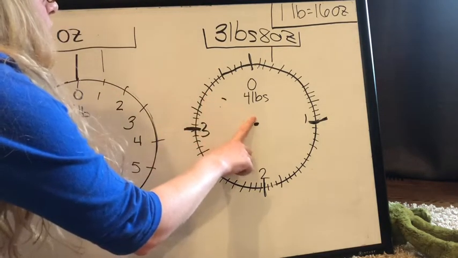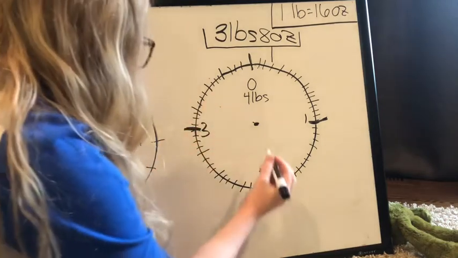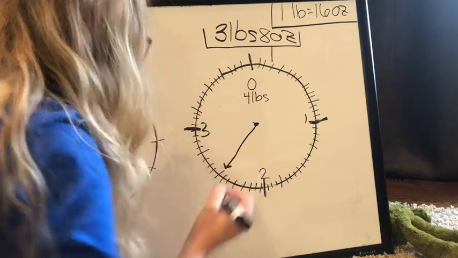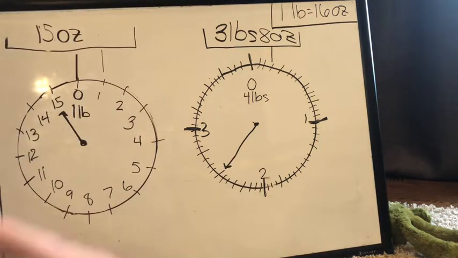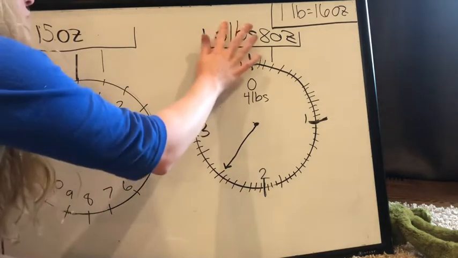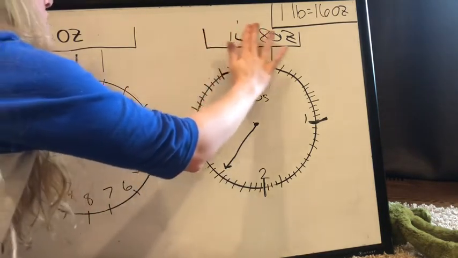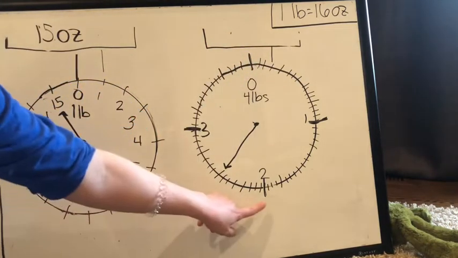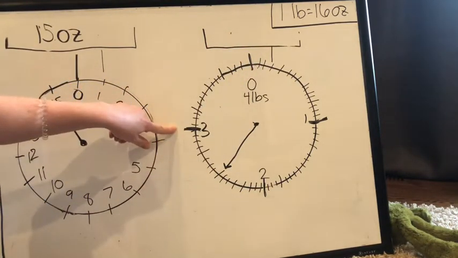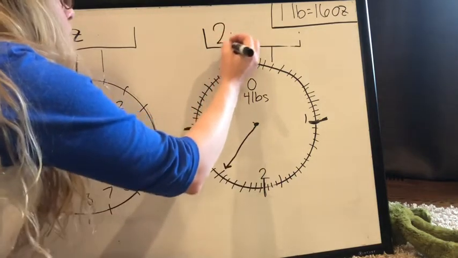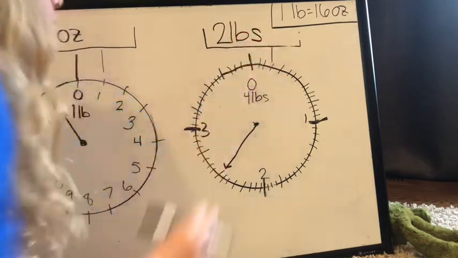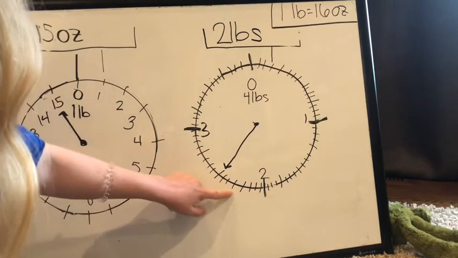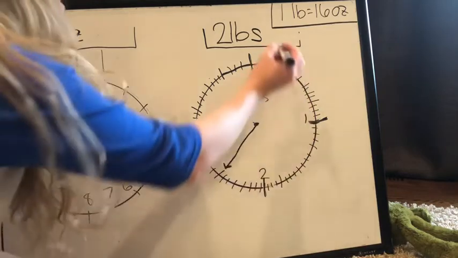Now I'm going to draw my arrow right to here. Okay, what would the weight be if my arrow is pointing right there? Let's find out together. I know it's a little bit hard to see if you're not here in person. So let's look. We're in between 2 and 3 pounds. So our first point is 2 pounds. Now let's count how many ounces. 1, 2, 3, 4, 5, 6, 7, 8.